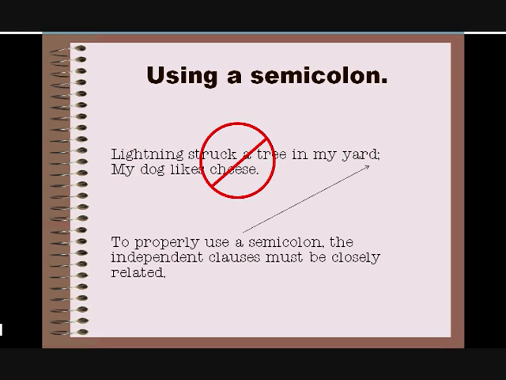So now here's the example of how a semicolon would be improperly used. If we had a sentence like, lightning struck a tree in my yard, my dog likes cheese, those are not closely related. They have nothing to do with each other. You probably wouldn't have written a run-on like that because they don't have anything to do with each other, but that's to demonstrate how that doesn't go together. And also notice that in this second clause, my dog likes cheese, I capitalized that. Well, you wouldn't use a semicolon like it's a period either.